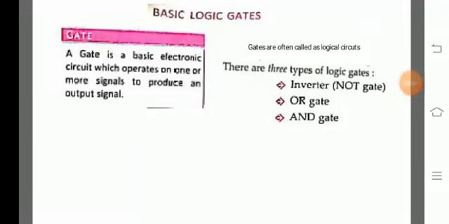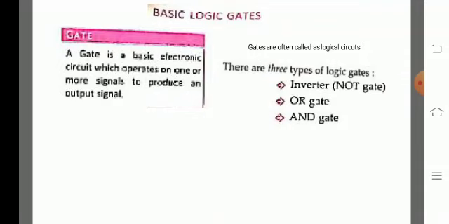So basic logic gates here. Basic logic gates have three types. It is not the same thing, but we studied operators with the same procedure and methodology, only a small difference. NOT gate, OR gate, AND gate, and other gates we have. So we'll study one by one.